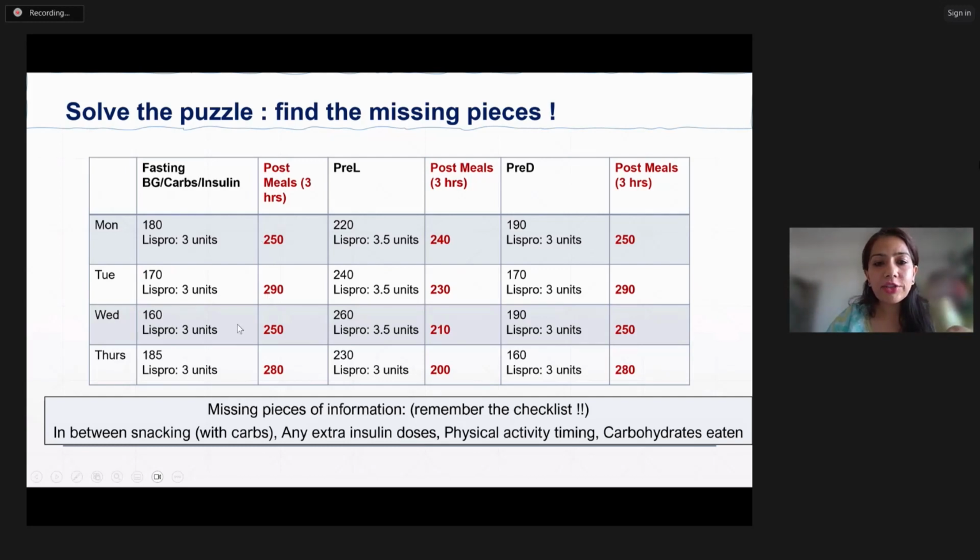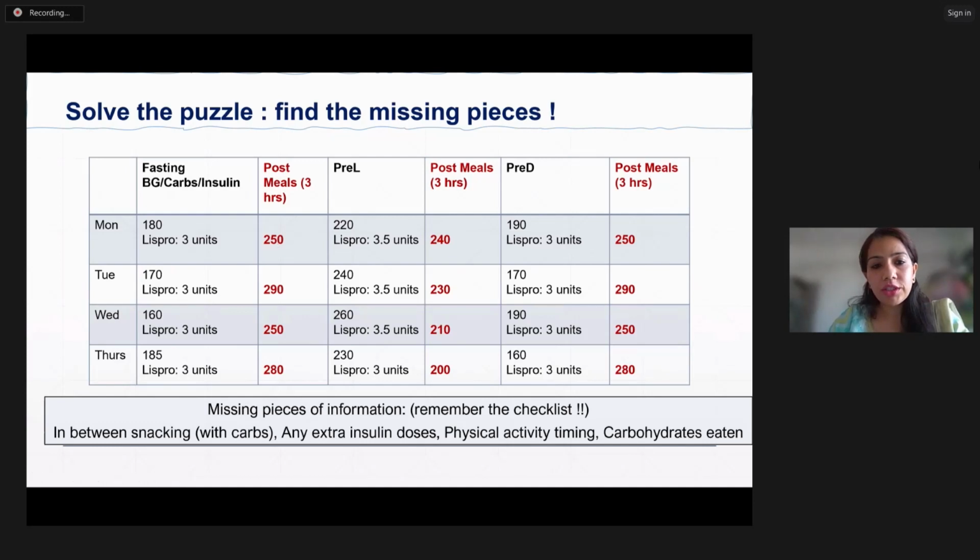Or any extra insulin doses was given? So did they give the insulin dose and still the blood glucose was high over here? Was there any physical activity here and here, and that's why this blood glucose has come back down to normal? Or are they eating frequent carbohydrates, and how many carbohydrates are they eating, so that we know that actually they're not miscalculating their dose that is leading to a high blood glucose?